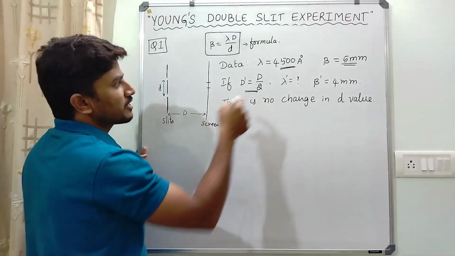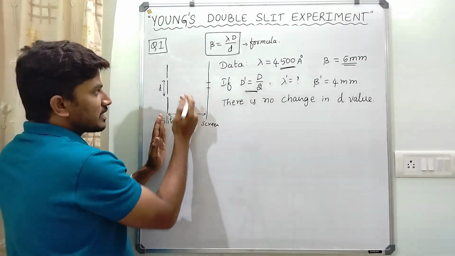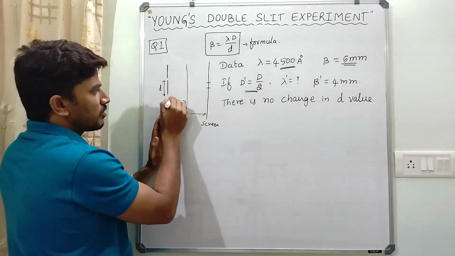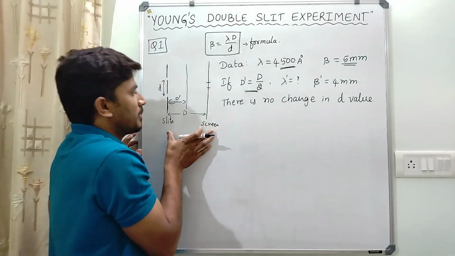Now, capital D dash is equal to D by 2, means if the distance between the screen and slits is reduced to half, this is the D dash. D dash is half of capital D.